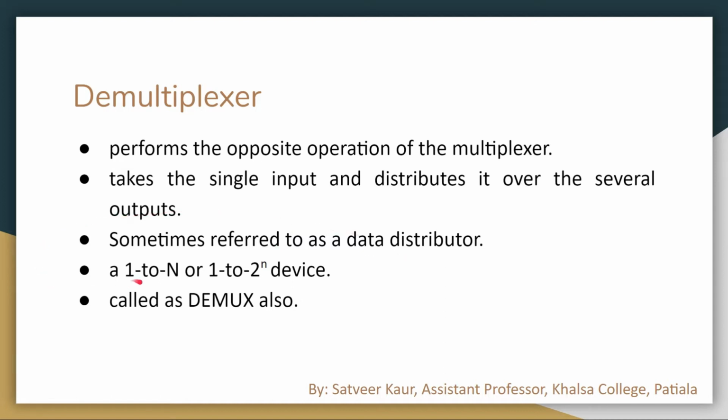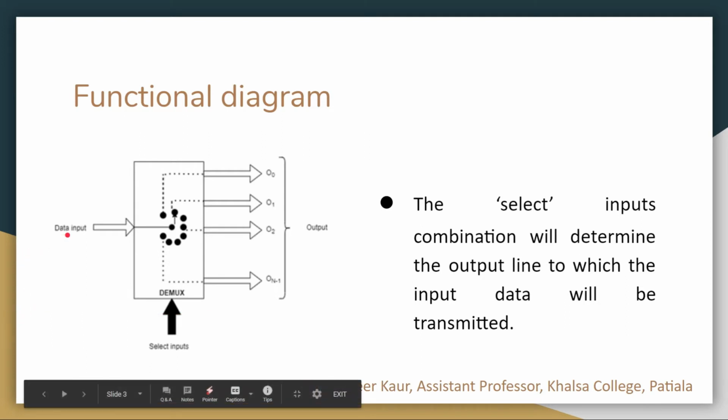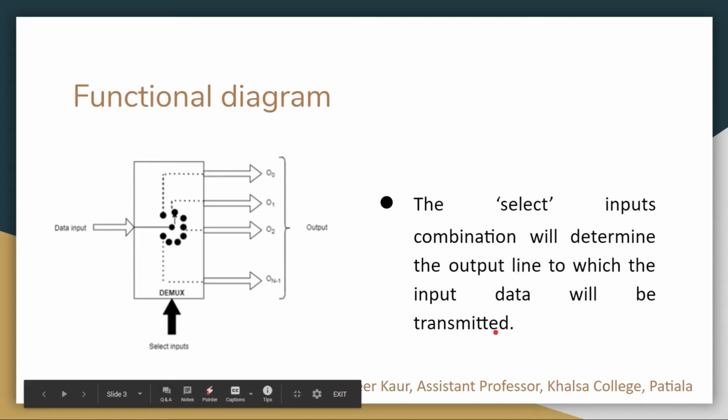It is a 1 to n, or you can say 1 to 2 raised to power n device, also called a demux. This is a functional diagram. Here there is one data input and n select inputs. There is a clock, and at one time, according to the clock, the input will be directed to an output. The select input combination will determine the output line to which the input data will be transmitted.